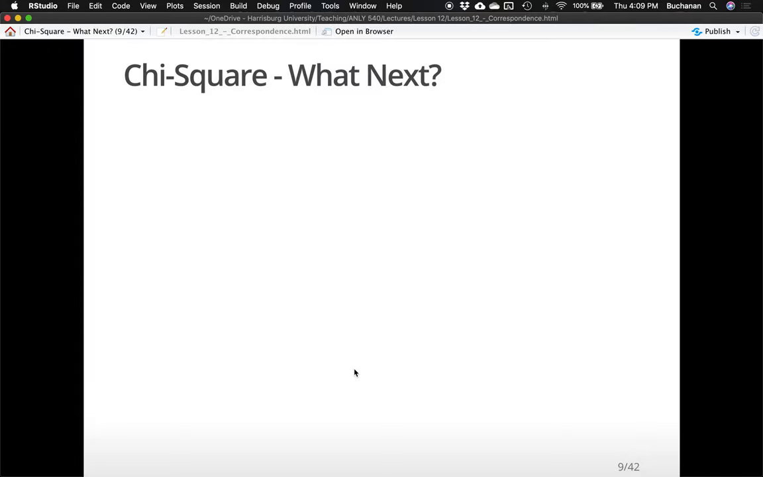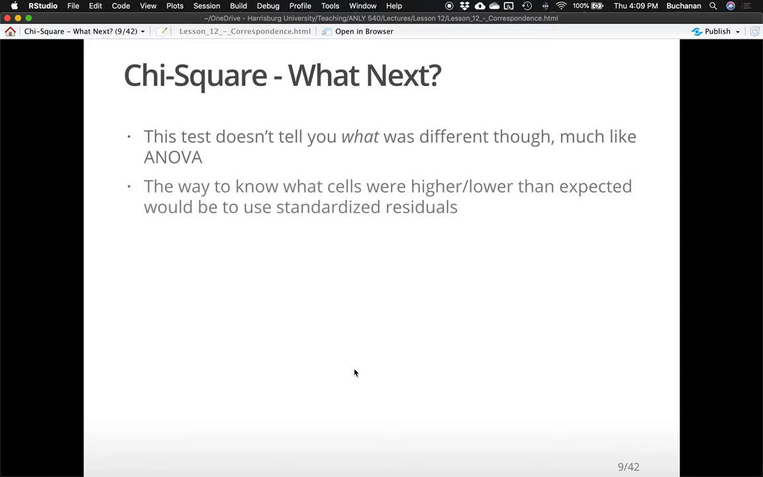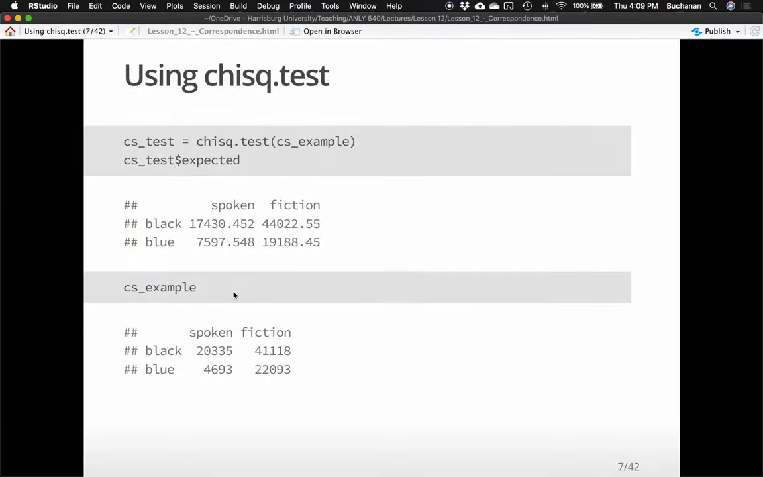Okay. So what do I do with that? I think often when I get questions about chi-square, it's, okay, I ran it and it was significant, now what? And it doesn't tell you what was different though, just like an ANOVA would tell you that something happened, but not what happened. Instead, I might use the standardized residuals. This is the part where I see lots of different options. Sometimes people do direct proportion tests. So for example, back up one more, they take and do just a smaller chi-square or a prop test on just the spoken category or on just the black, and sort of follow it up with a little pairwise test, also acceptable.